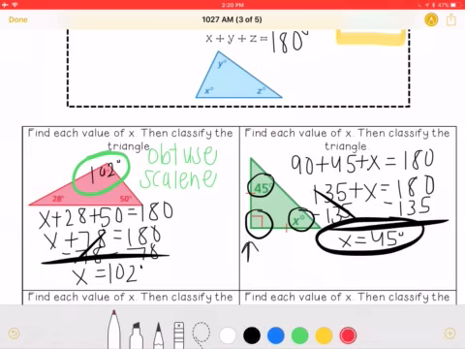Lastly, let's classify this triangle. I see that right angle, so that is my top kind of angle that takes over. We need one right angle. This is going to be identified as a right. And now let me take a look at those sides. Are any of them congruent? I see 2 congruent sides, so we call this a right isosceles triangle.